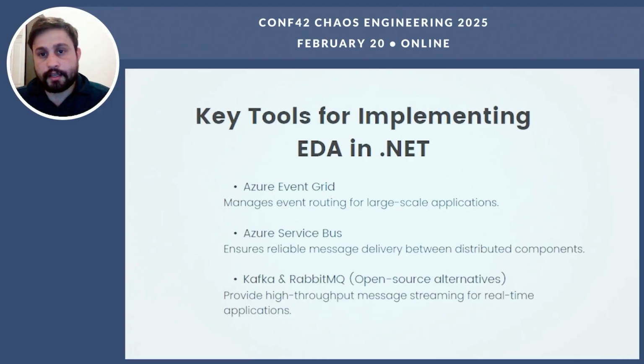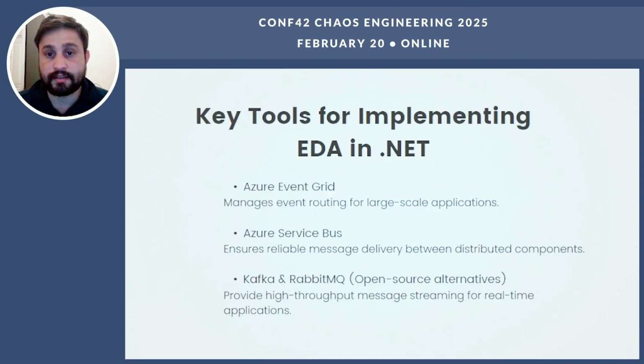To successfully implement event-driven architecture in .NET applications, we need the right tools to handle event routing, message delivery, and high throughput event streaming. Here are some key tools widely used in the .NET ecosystem. The first one is Azure Event Grid. It's a cloud-based event routing service that helps manage event-driven workflows at scale. It enables seamless integration between different Azure services and third-party applications by routing events to the right subscribers.